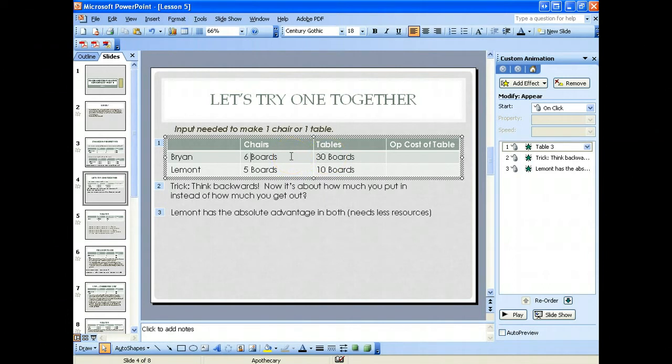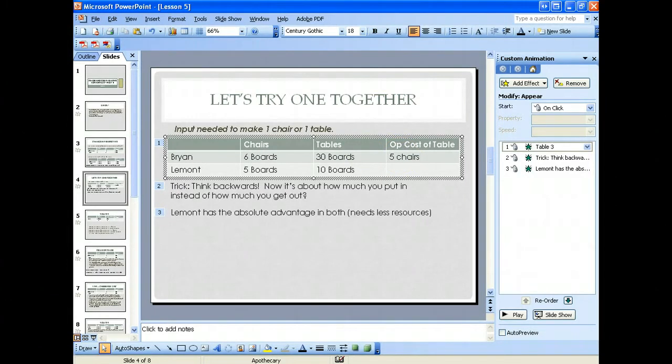So really what we want to know is the opportunity cost of one table. What does Brian give up if he decides to produce a table? Okay, so he uses 30 boards to produce one table. Well, how many chairs would those same 30 boards have made? Well, if each of the chairs requires 6 boards, and he used up 30 boards, it seems to me he gave up 5 chairs in the process.